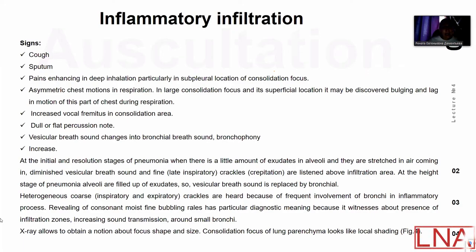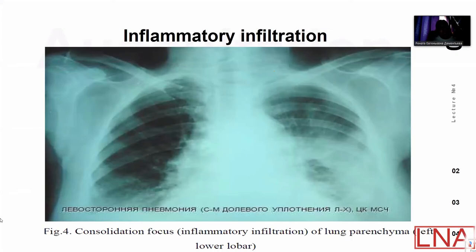X-ray allows us to obtain a notion about the focus shape and size. In consolidation, a focus of lung parenchyma looks like a local shading. Look at this picture. If you consider this X-ray, it's normal. Above the healthy lung tissue on X-ray, we will determine black color, because it is more airy. And look, if we consider the two halves, what can we find there?